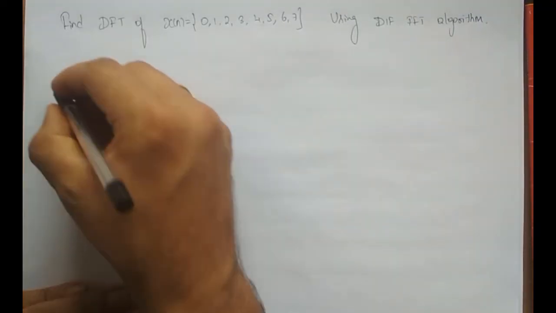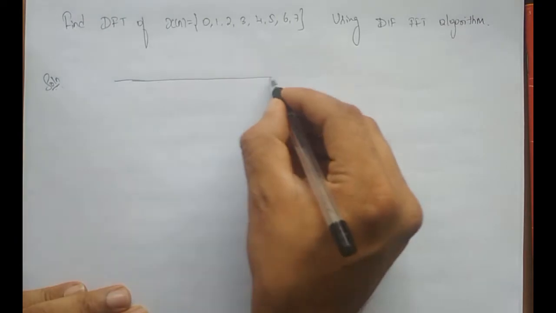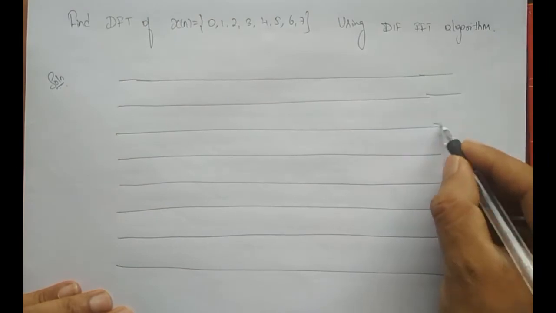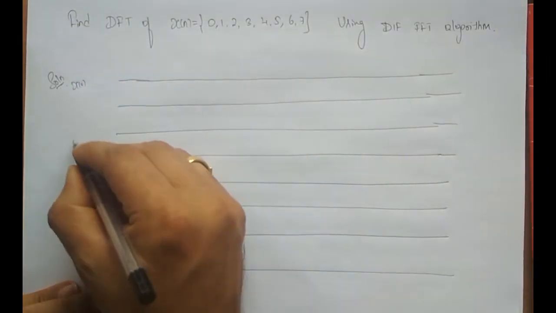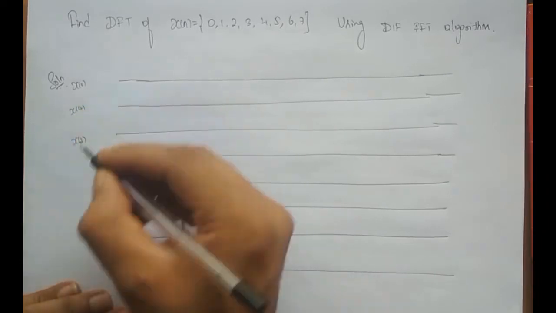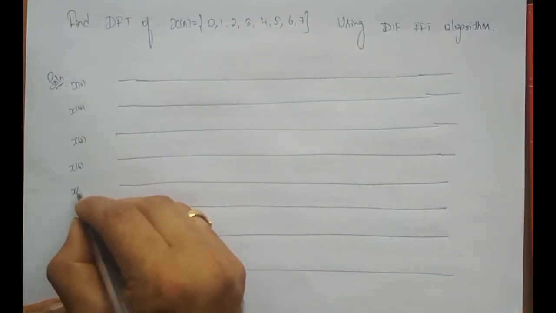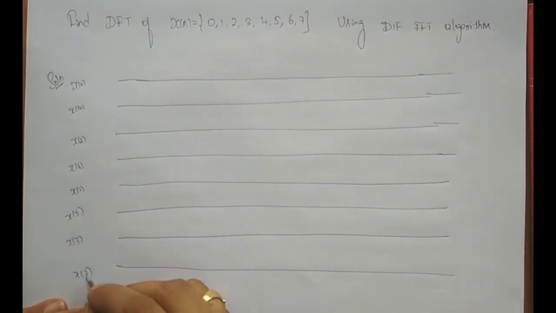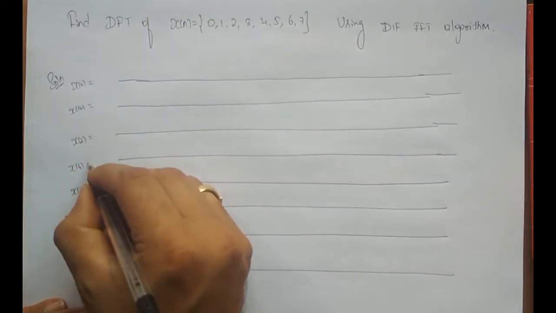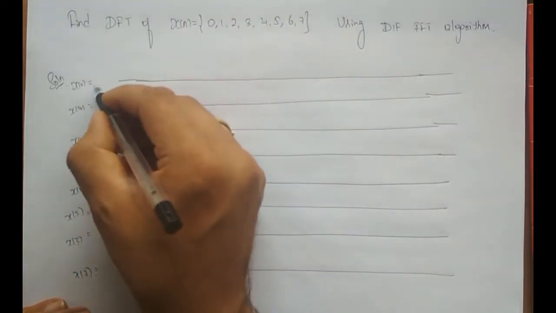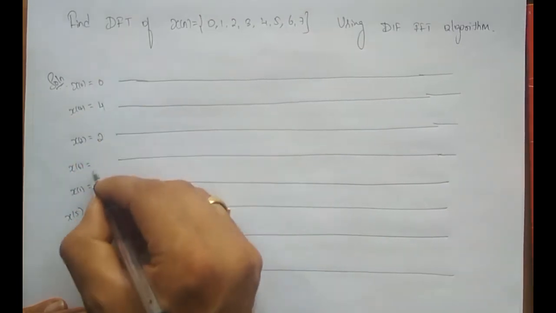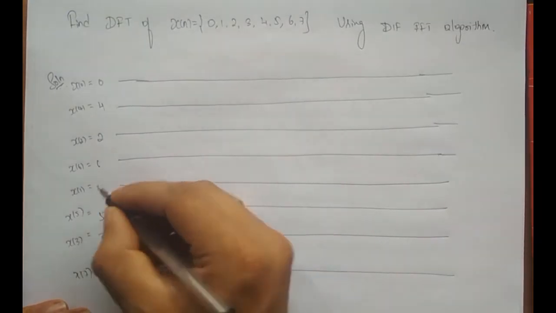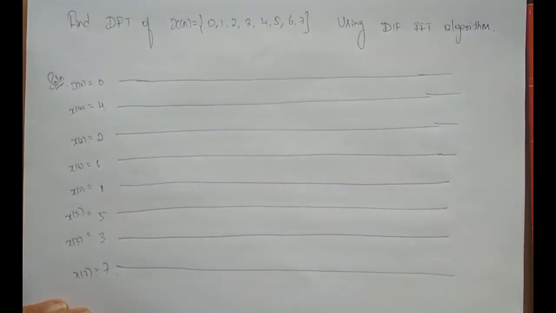So solution: x of 0, x of 2, x of 4, x of 6, x of 1, x of 3, x of 5, x of 7. So x of n in decimated order is 0, 2, 4, 6, 1, 3, 5, 7. Okay, so this corresponds to these samples.